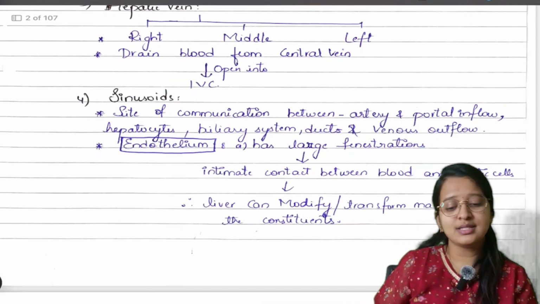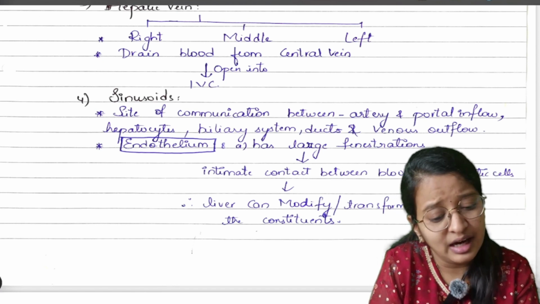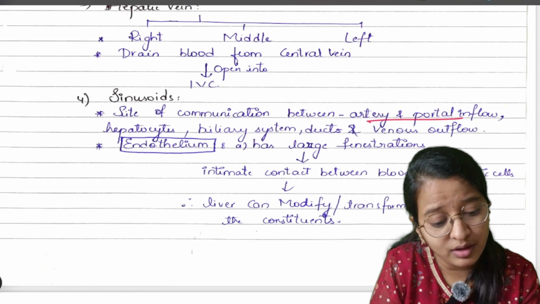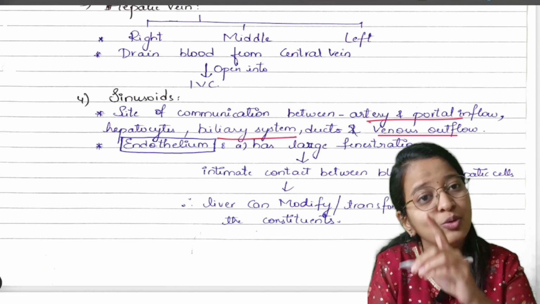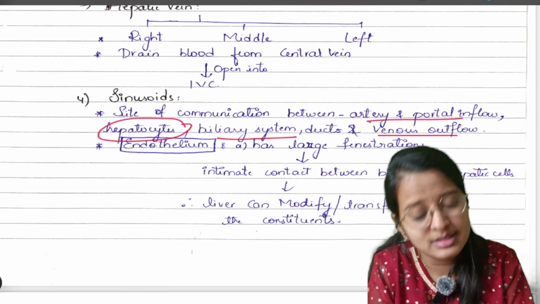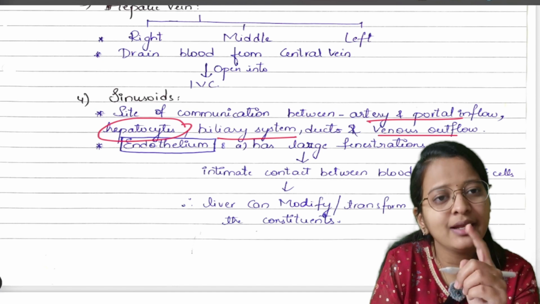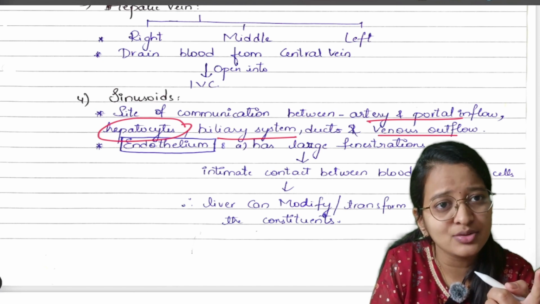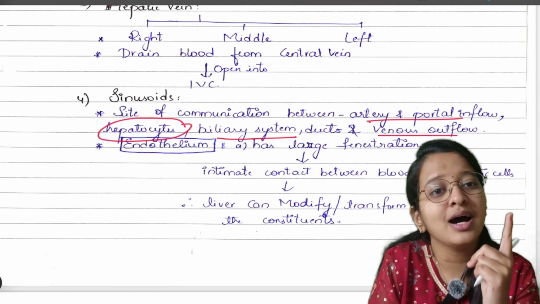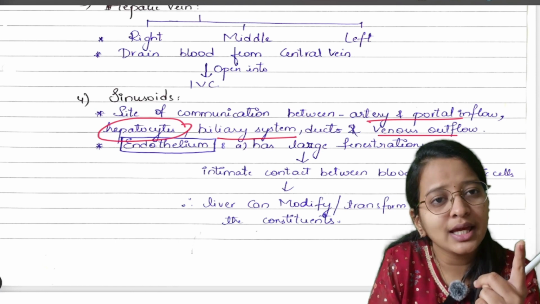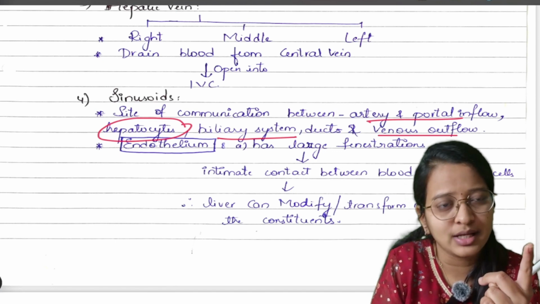Coming to sinusoids, it is an important site of communication between the portal inflows, biliary system, venous outflow, and all those with hepatocytes. So, for this communication to be maintained, there have to be some special features in the sinusoids, right? So, it has two things. One is a larger fenestration, and the second thing is it secretes an intrinsic vasodilator, nitric oxide.